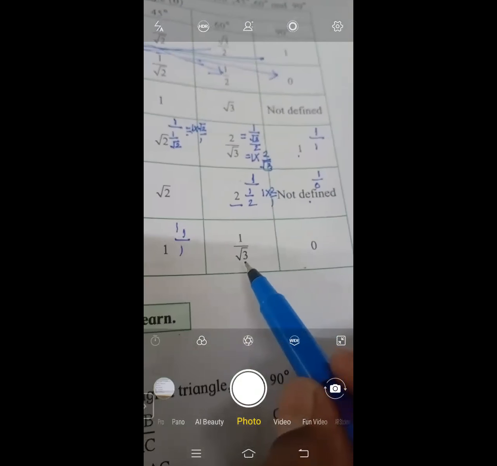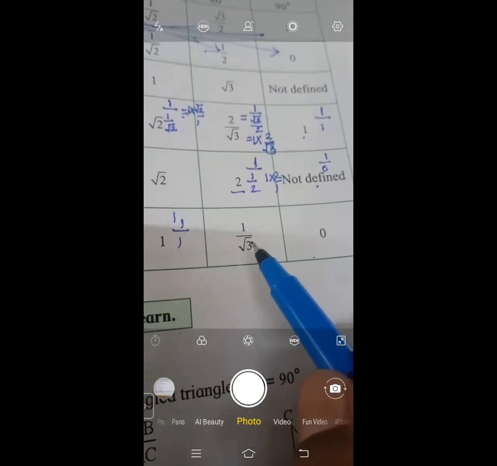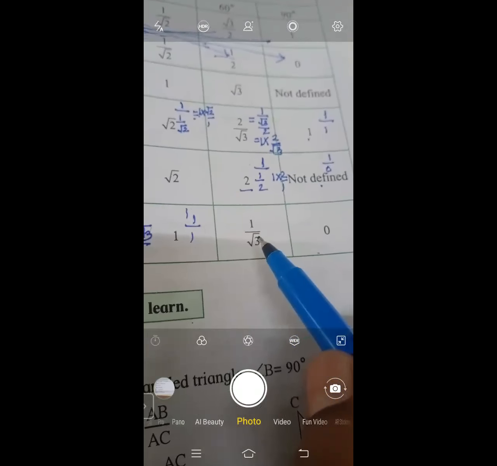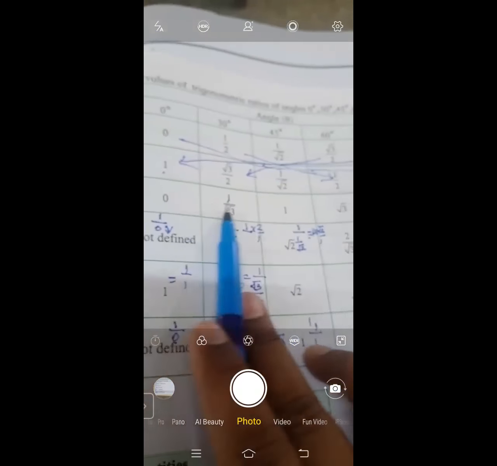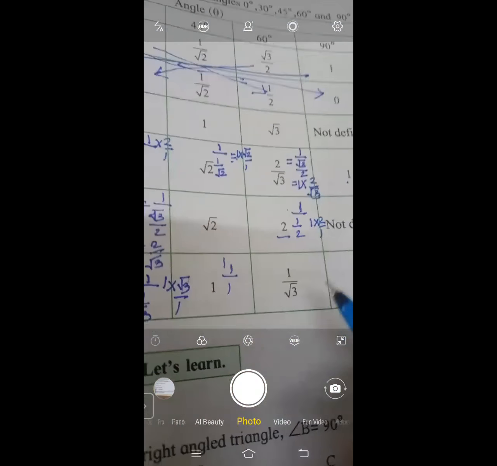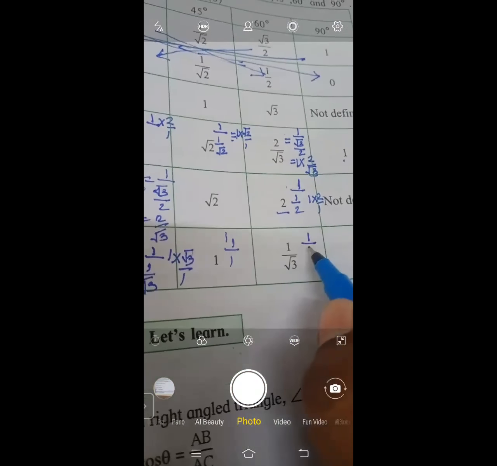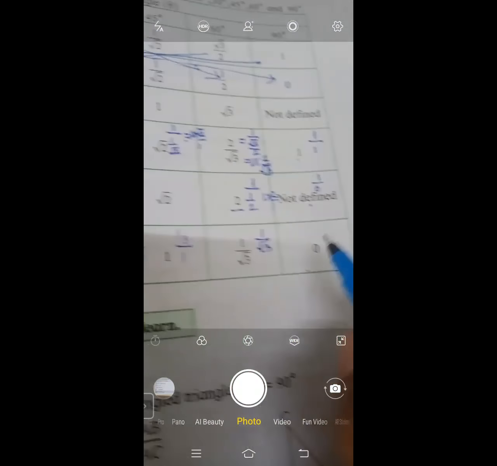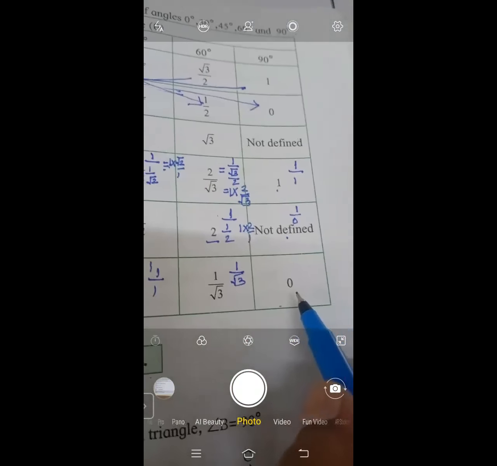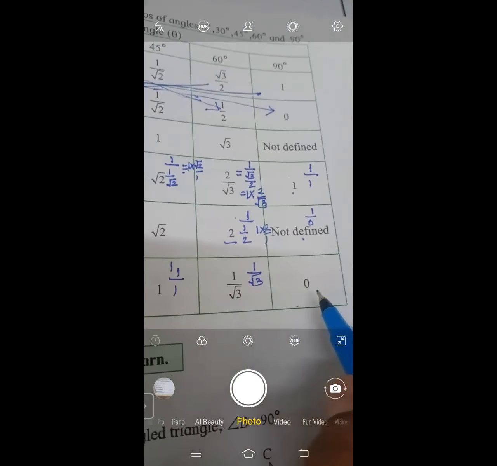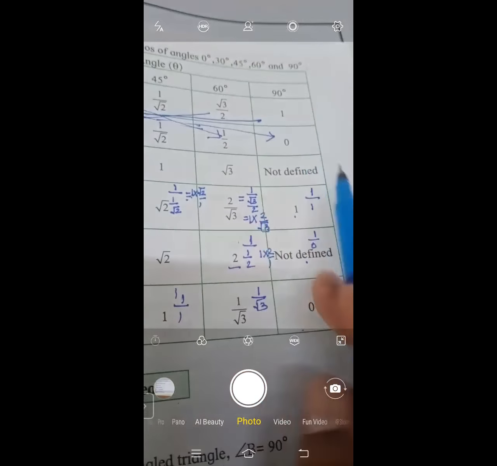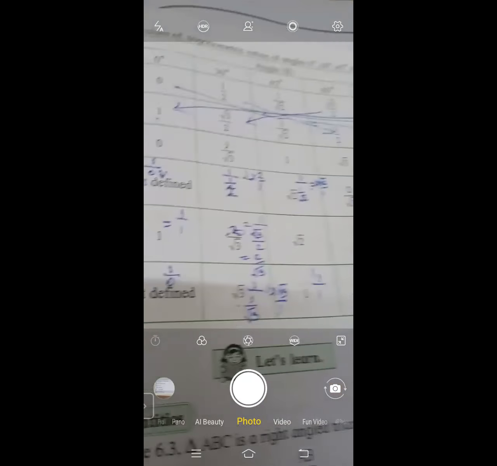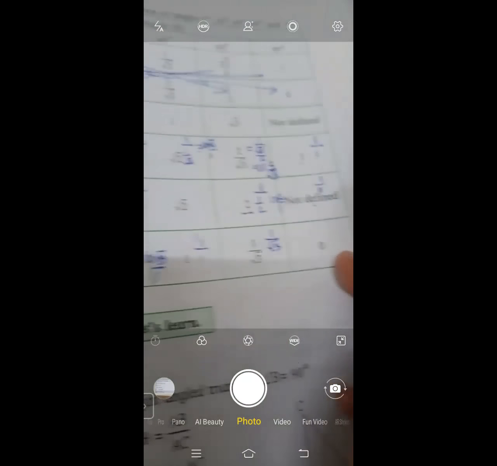Cot 60 degree. How will we formulate the value for cot 60 degree? We will write 1 upon tan 60. So what is tan 60? It is root 3. So we get the value 1 upon root 3. Then cot 90 degree is equal to 1 upon tan 90. Tan 90 is not defined. So 1 upon infinity is 0. We get the value 0.